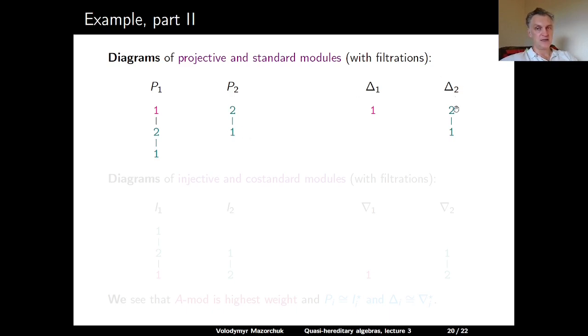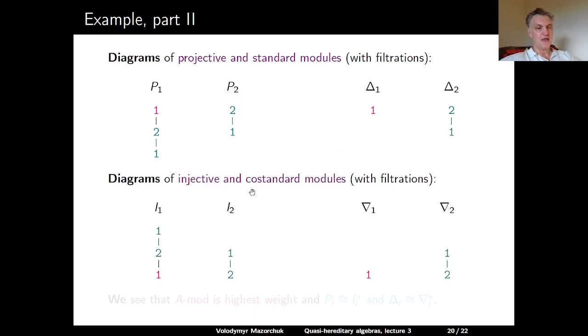Now about deltas. Delta 2 is P2, and delta 1 is a quotient of P1 by the trace of P2 in it. So we have to kill 2, 1 here, and we have just 1. And we see that P1 has a filtration with delta 1 on top and delta 2 below it. And of course, delta 1 has 1, and delta 2 has 2 on top, and then in the radical, we only have 1. So this means that our A mod is a highest weight category.